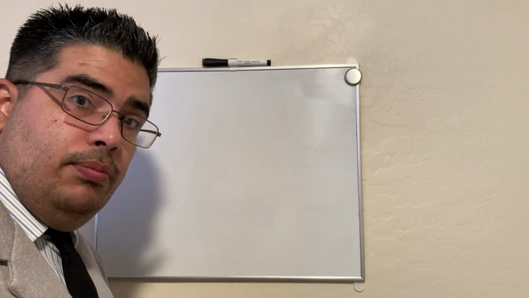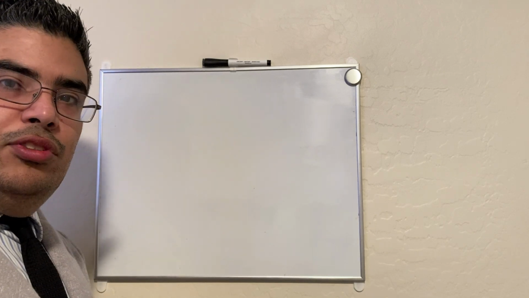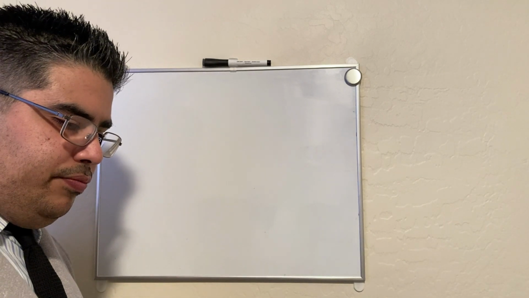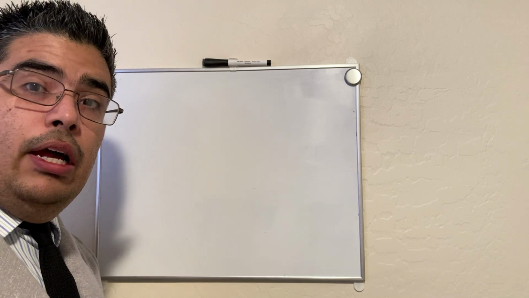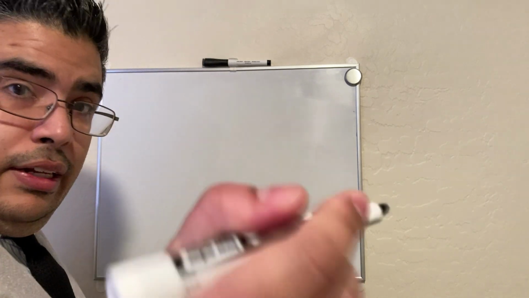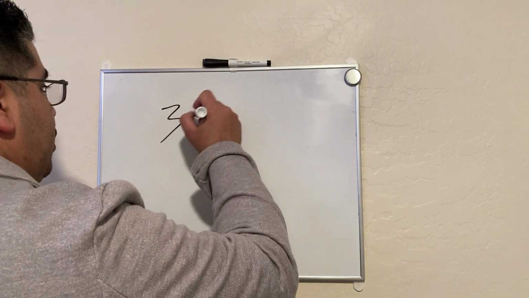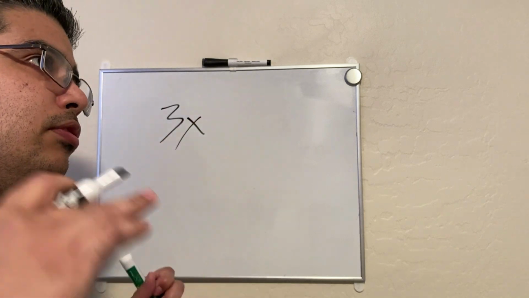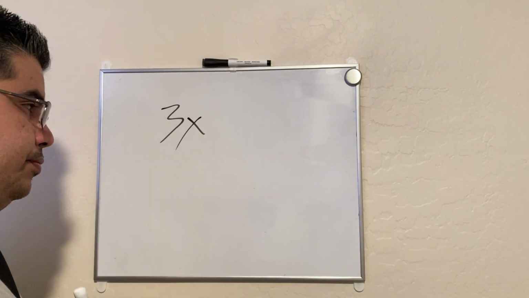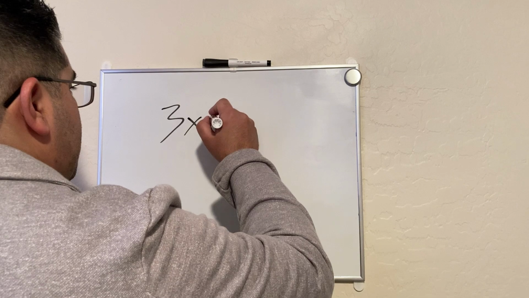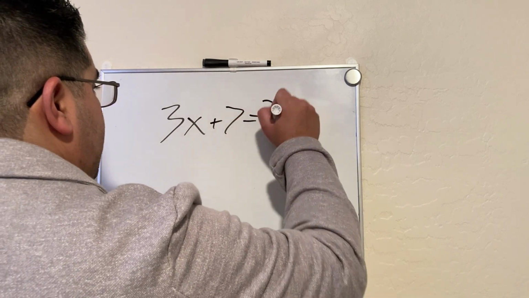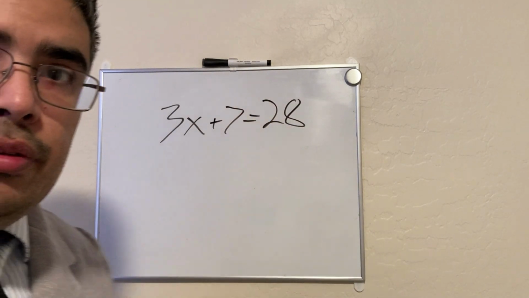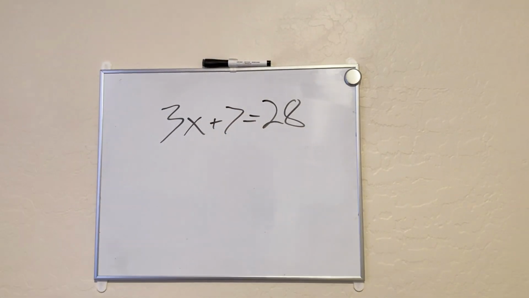So my iPhone bugged out on me. The iPhone storage got full and it cut out my video. But like I said, I was going to make you a simple two-step equation, all right? It'll be 3x plus 7 equals 28. That's what I was going to write up, but unfortunately, the camera bugged out. Give me 1 second. I want to make sure.